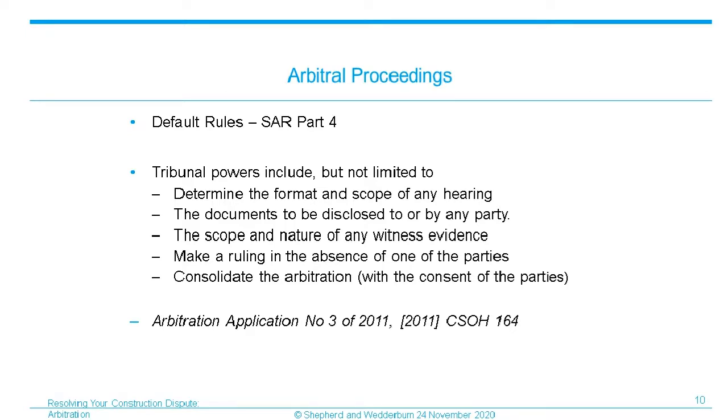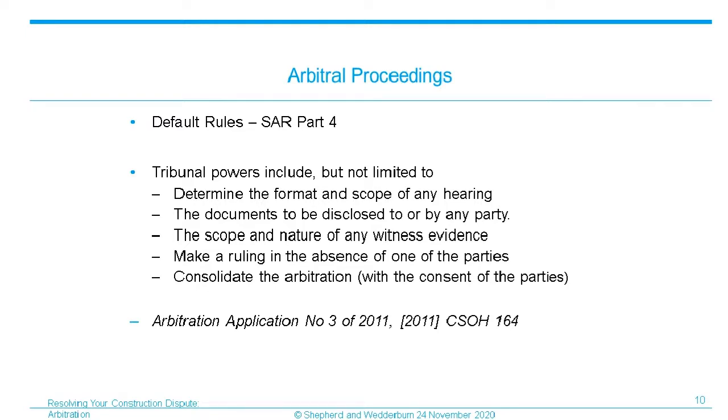The tribunal has the power to rule on the scope and nature of any witness evidence. Acting under this power, the tribunal may strike out averments as irrelevant, as was ruled by the Outer House in the case Arbitration Application No. 3 of 2011. The reference to that case is on the slide.